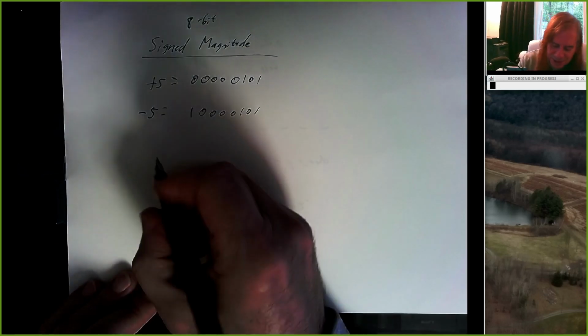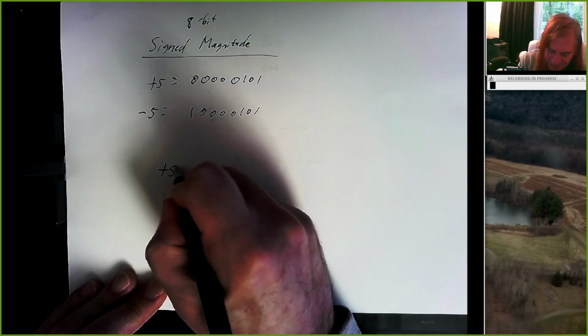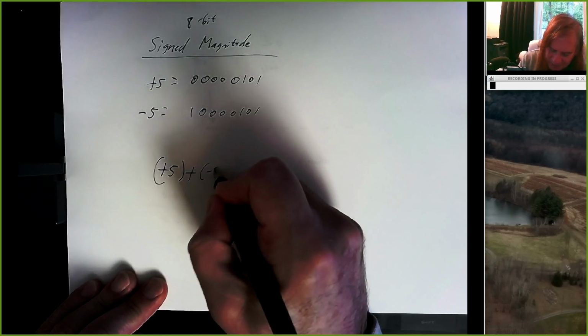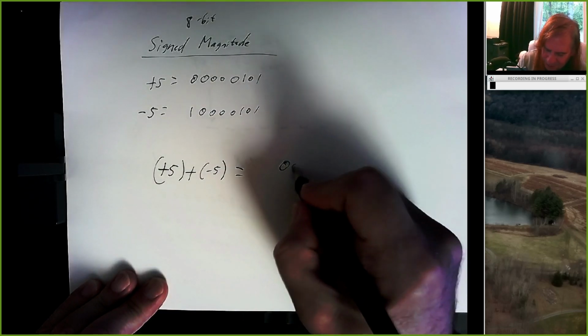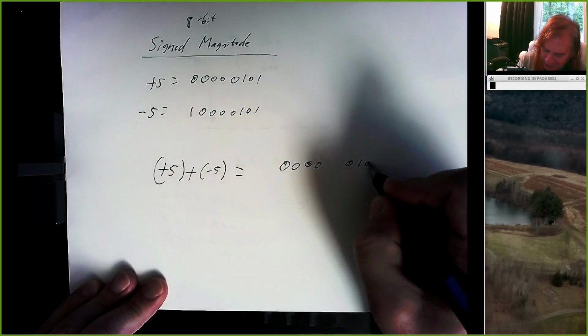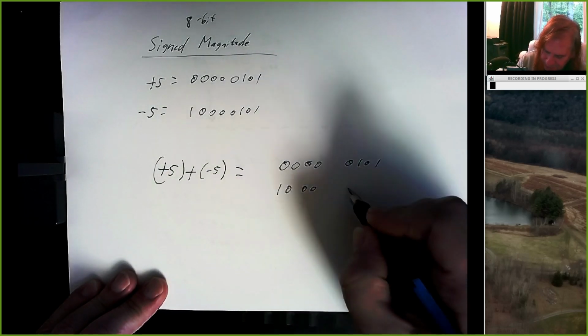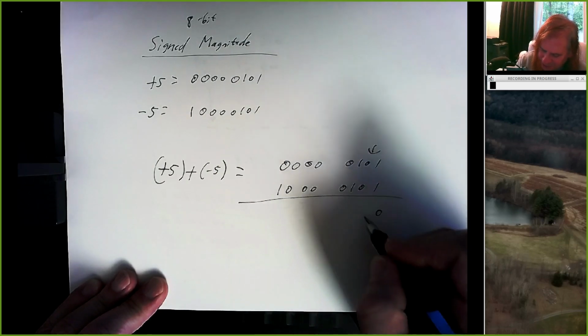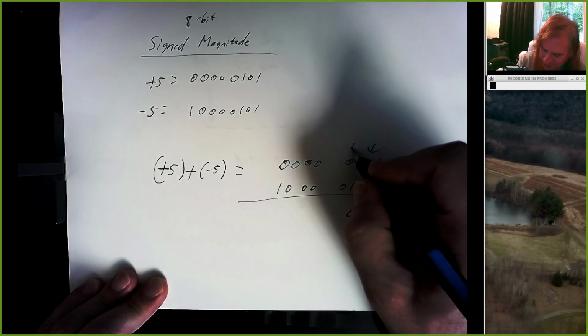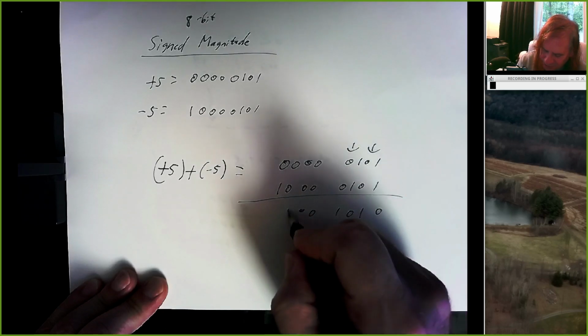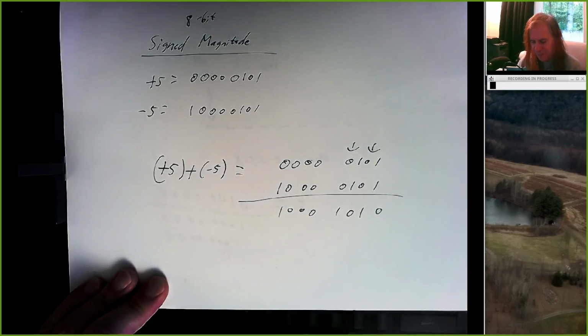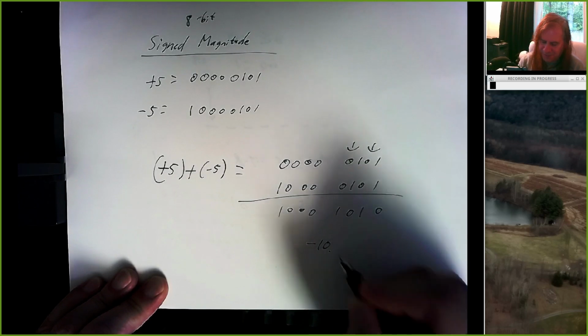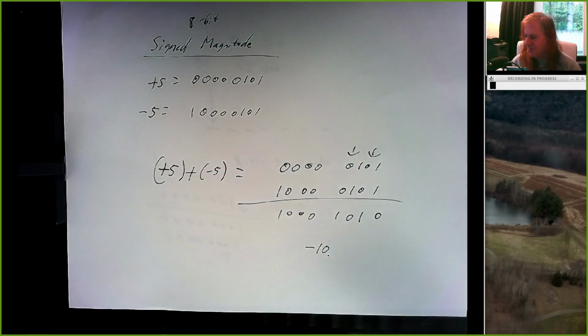But look what happens if we just try to do +5 plus -5. We would end up with some kind of madness where we say 1 and 1 is 0 with a carry, 1 plus 0 plus 0 is 1, 1 and 1 is 0 with a carry, 1 plus 0 plus 0 is 1. We end up with this, and this looks like, you know, -10. And that's not what you get when you add 5 and -5. You should get 0.